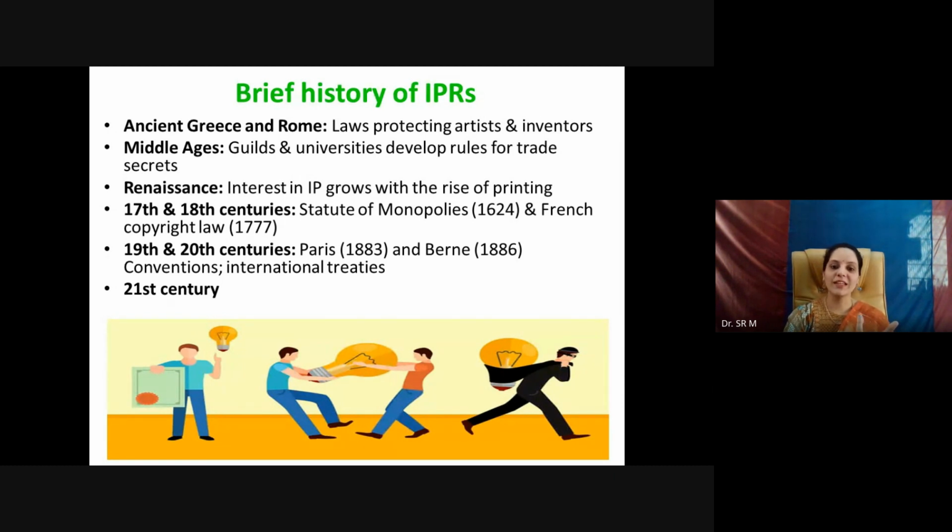Coming to the 19th and 20th centuries, it actually saw the development of international treaties on IP, intellectual property. The Paris Convention, very, very important for the protection of IP during 1883. It was the first international treaty mainly to deal with patents, trademarks, industrial designs, and everything. Then the Berne Convention was mainly for the protection of literary and artistic works. It was in 1886. It was the first international treaty mainly to deal with copyright.